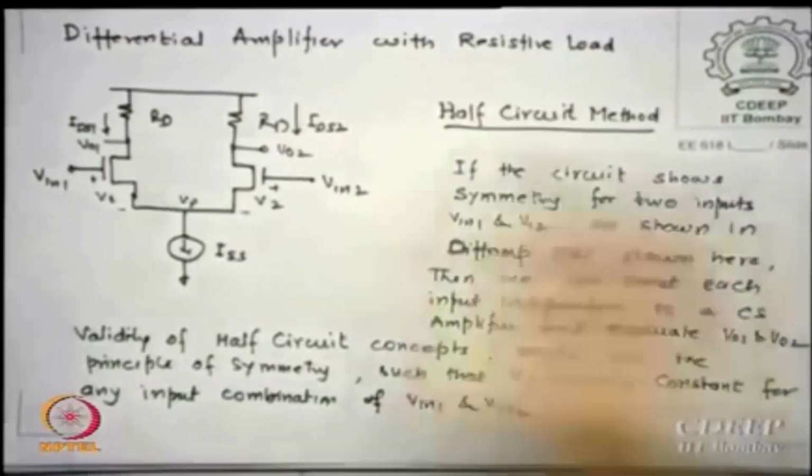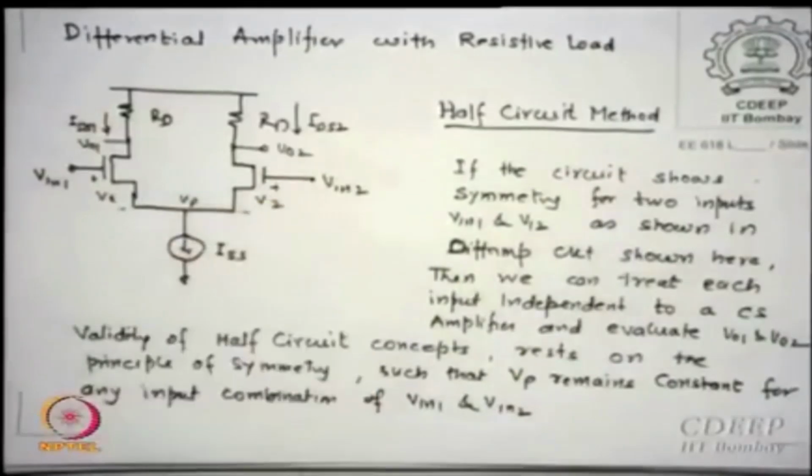Ideal symmetry will be when these are equal and these are also equal, but then that is ISS by 2, so that we already checked. But we would like to see if, even if they are not equal, as long as any signal goes higher, the other must correspondingly reduce by the same amount at the input, then the system will remain symmetric, and we may say this half circuit method is valid.